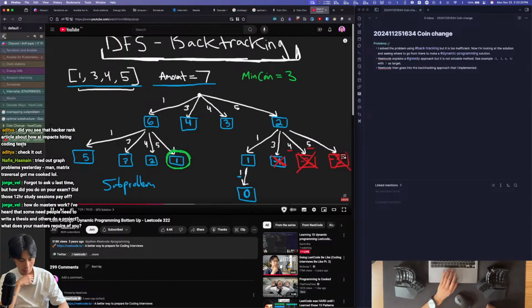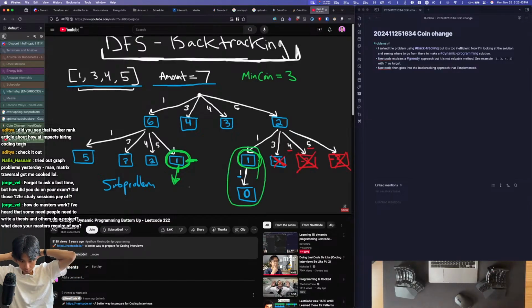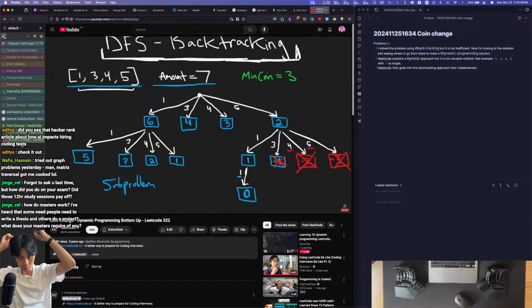Here we have a remaining amount of 1. Here we also have a remaining amount of 1. So do we even have to compute this path? No. Because we already know if we have an amount 1, it takes only a single coin for us to be able to reduce it to the amount 0, which is what we're looking for. So since this subproblem repeats, I don't have to compute it. I can just borrow from over here.